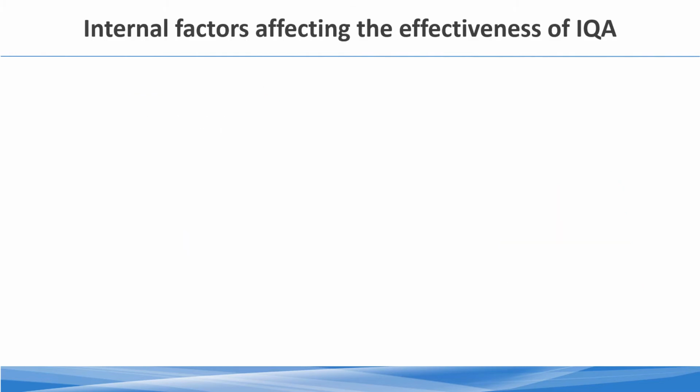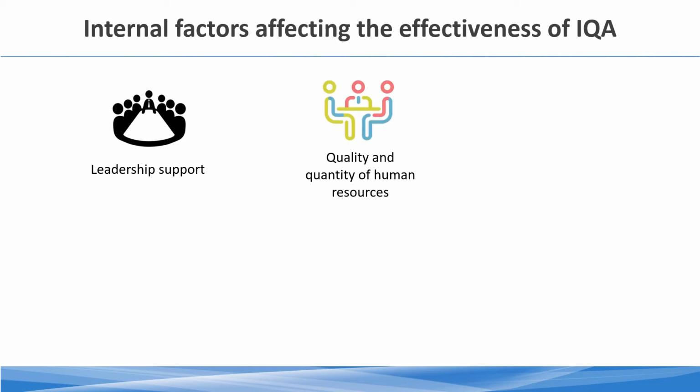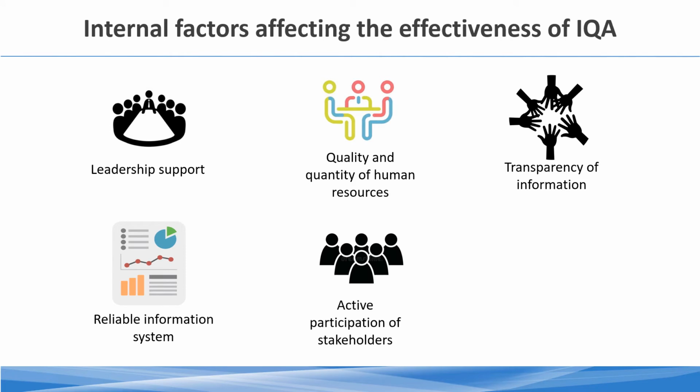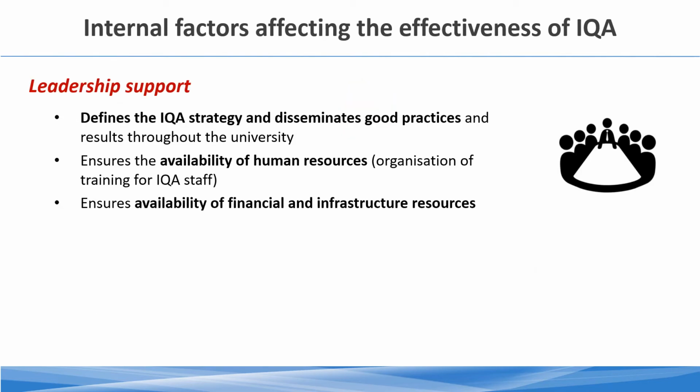Among the factors that determine the effectiveness of IQA, we can distinguish between those that are internal and those that are external. Let's start with the internal factors, which include leadership support, sufficient quality and quantity of human resources, transparency of information, a reliable information system, active stakeholder participation, and possibly financial incentives. These internal factors will be detailed in the following slides.